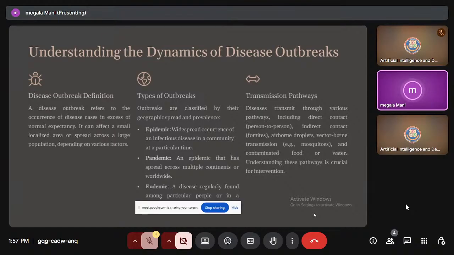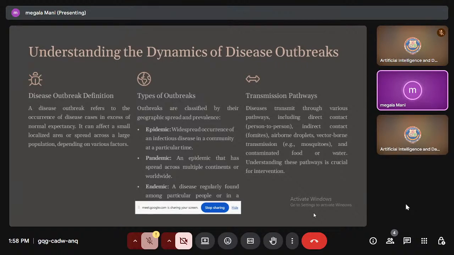Second thing is understanding the dynamic of disease outbreaks. So here, first you should know what a disease outbreak is: the occurrences of disease cases. You should know endemic and pandemic, right? Pandemic means the disease spreads across a continent or worldwide. Endemic means the disease is spread within a particular area. So we have to find the outbreak definitions. It will be focused on population and depending on various factors.